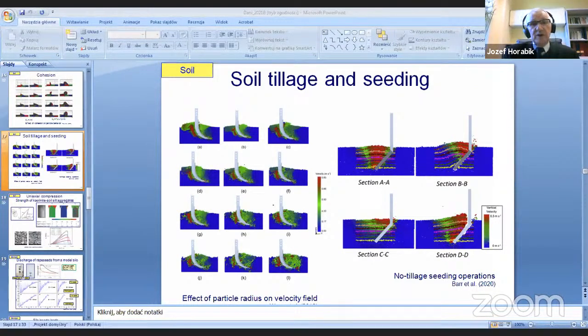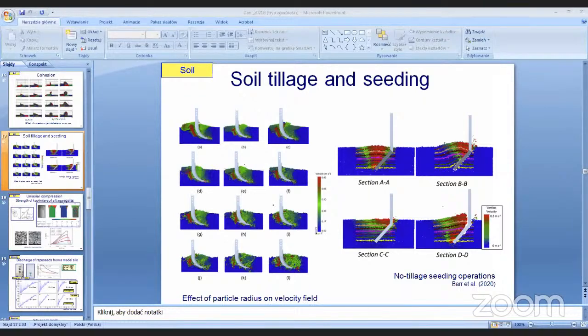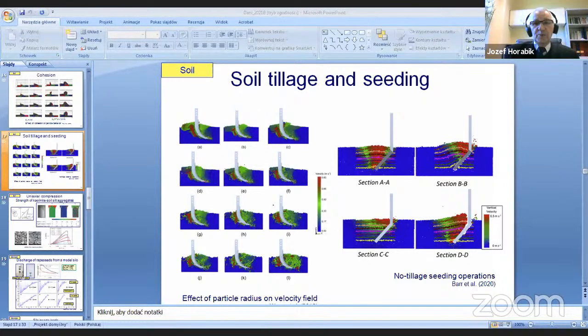But anyway, with a large enough number of particles, approximately 1 million, it is possible to model right now with advanced software and hardware. Some practical applications can be obtained. For example, a no tillage seeding operation can be modeled, and the proper size of the opener geometry for this kind of tillage can be obtained.